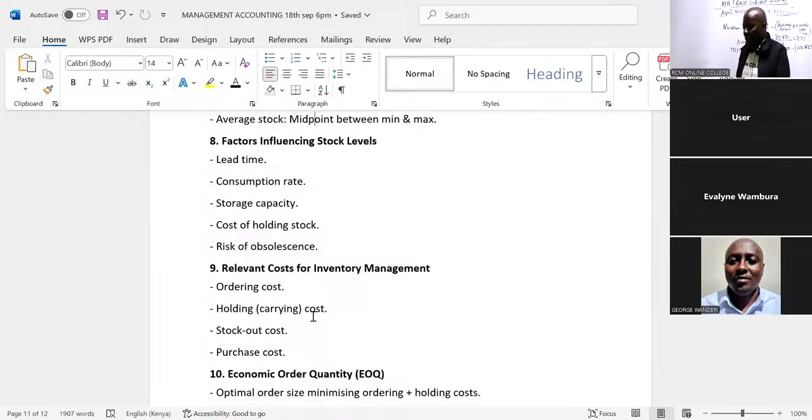Now, ladies and gentlemen, the second last thing is the relevant costs for inventory management. Whenever we talk of inventory management, we think about ordering cost, number 2 holding cost, number 3 stock-out cost, number 4 purchase cost. Then we have EOQ, economic order quantity, the most optimal quantity. Once you order the EOQ every time, you minimize your holding and ordering cost. Optimal means best order size, minimizing ordering plus holding cost.